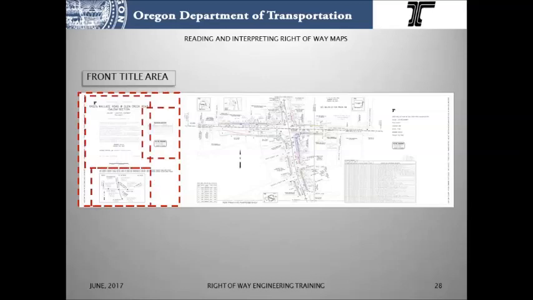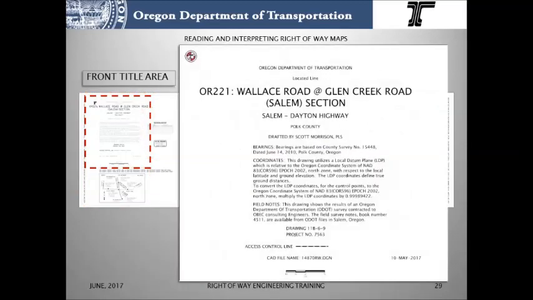So the front title area, some different sections in that. So the front title, of course, identifies that as Oregon Department of Transportation. This is a located line map. It has the project name. Now that's on the right-of-way map, that's the project name for the project. Same name you're going to see on the contract plans. Identifies the highway. In this case, it's the Salem-Dayton Highway, the county, who the drafter is. It has bearing information, coordinate information, and field notes with the field note number.